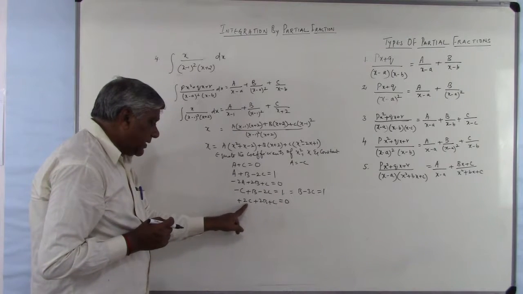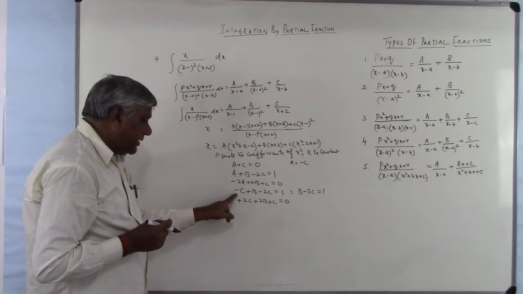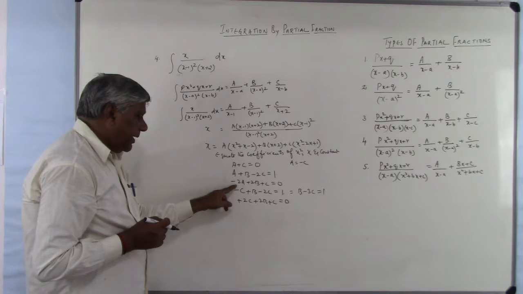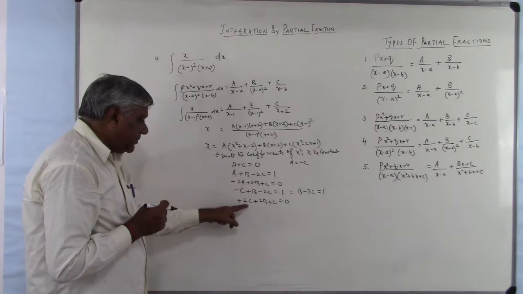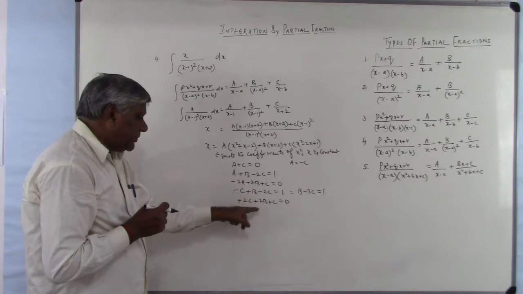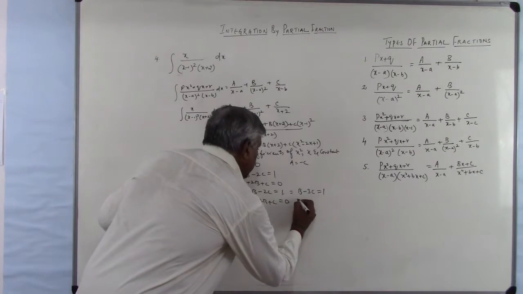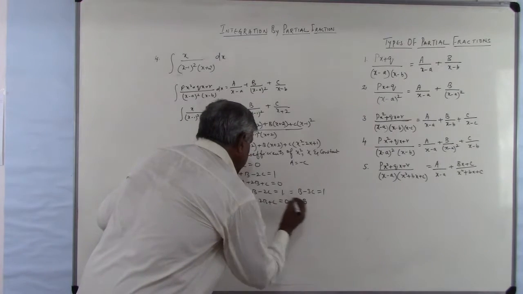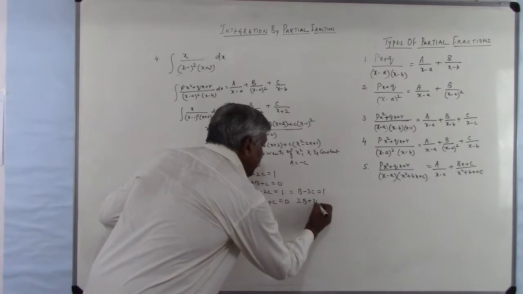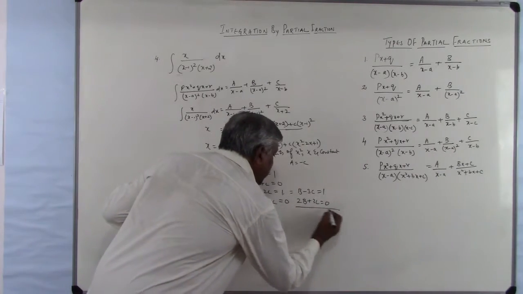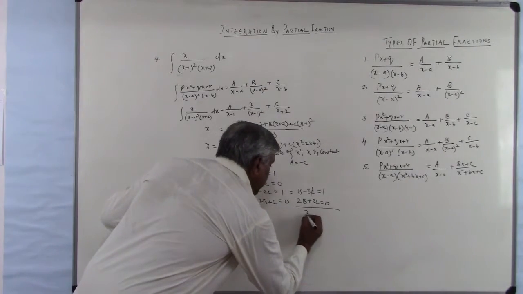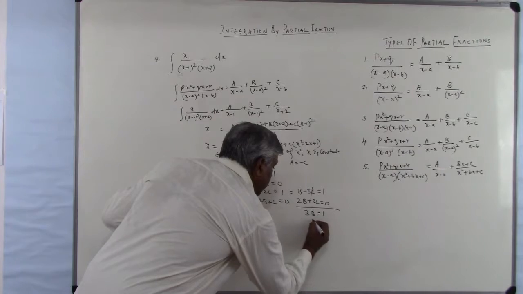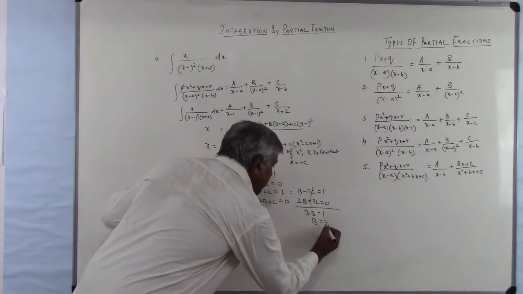Next, minus 2a: minus 2 into minus c is plus 2c, plus 2c plus 2b plus c. So this becomes 2b plus 3c is equal to 0. Now we will add, so 3b is equal to 1, b is equal to 1 by 3.